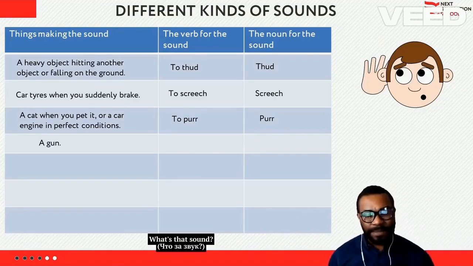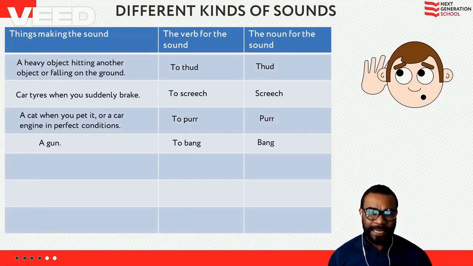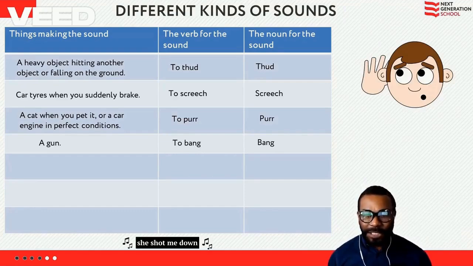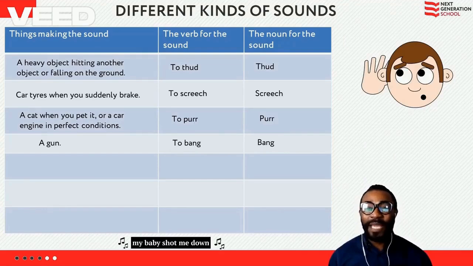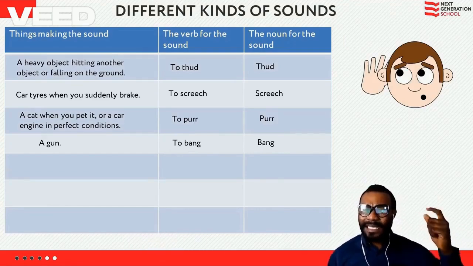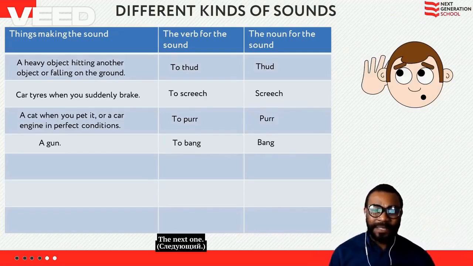What's that sound? It's to bang. And the noun is bang. Bang, bang. Right, that's it. Bang. Let's listen. Right, that's scary. All right, the next one.